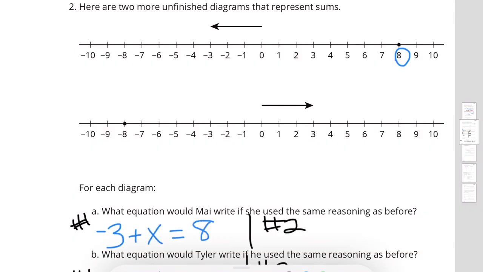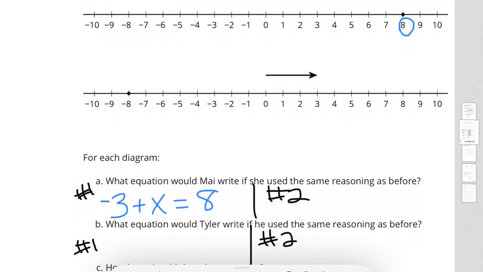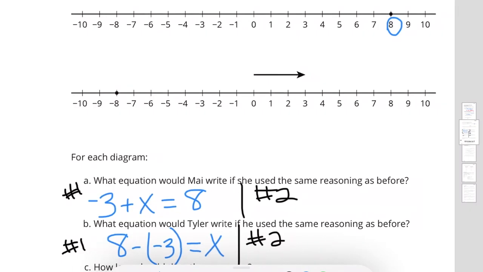So I know negative 3 plus that number must equal 8. So to think of how Tyler would write that equation, we know that he wrote it as subtraction. So his would be 8 minus negative 3 equals x. For diagram 2, first arrow moves from 0 to positive 3. So I know I start out with a positive 3. So it would be 3 plus some number will equal negative 8.